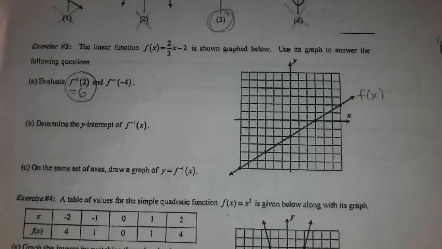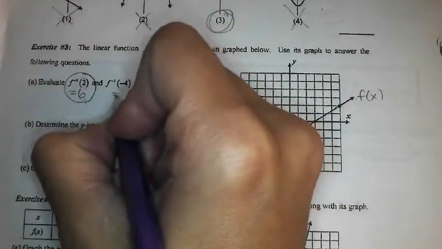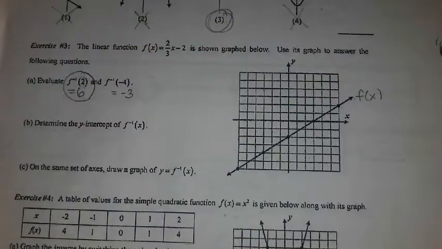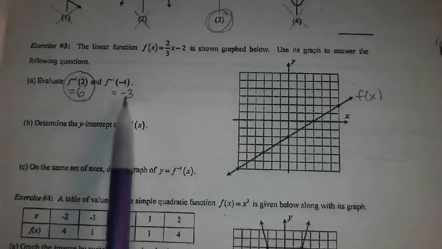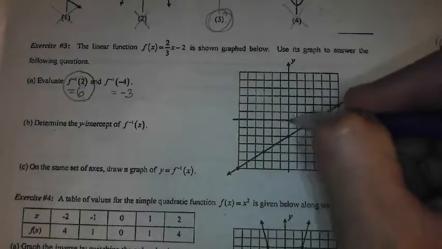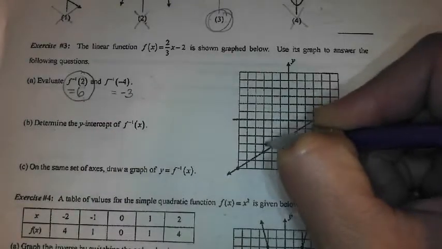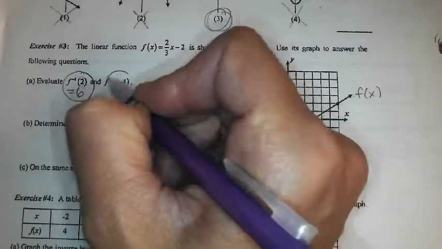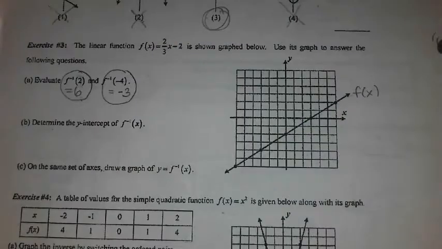Connor? Negative 3. So if he thinks that this is negative 3, then the original function should have the point negative 3, negative 4. 1, 2, 3, 1, 2, 3, 4. Correct. Good. Does that make sense to everybody now? A little bit more fluent with that?